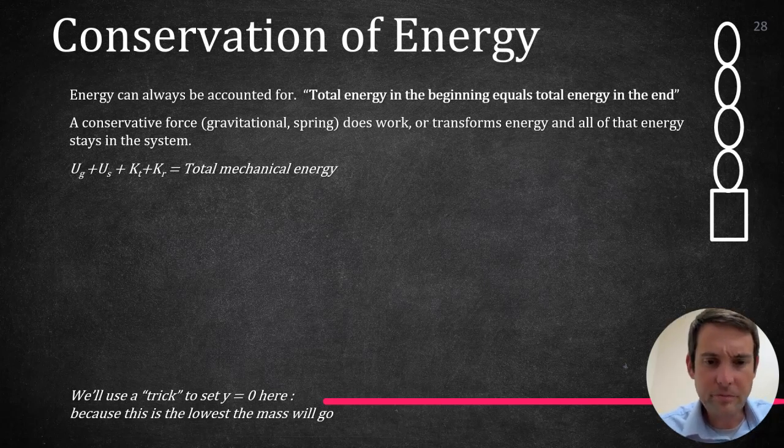We can also use a trick to set our y equals 0 here, because this is going to be the lowest point the mass will go. So that's going to help us and allow for some of these variables to start canceling out. So it's a pretty useful trick. We can move this y equals 0 anywhere we want, as long as it's the lowest point that we go, and it's convenient to us.